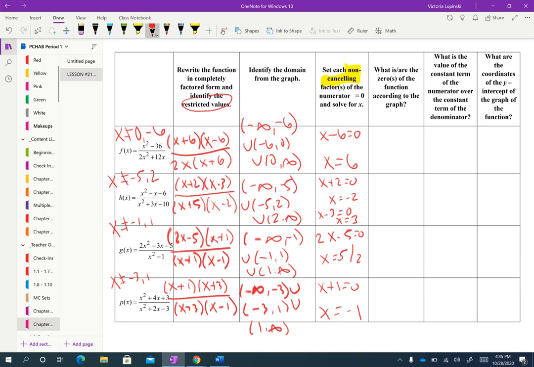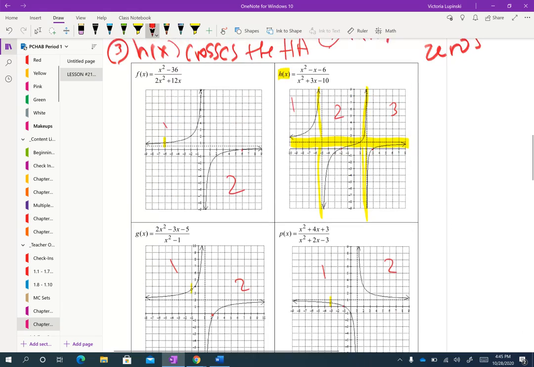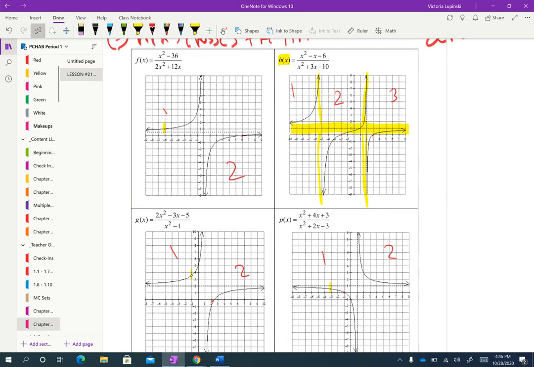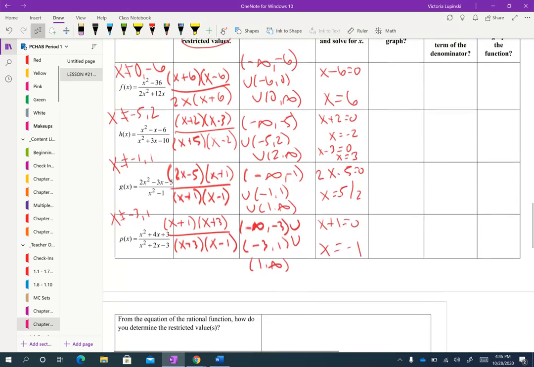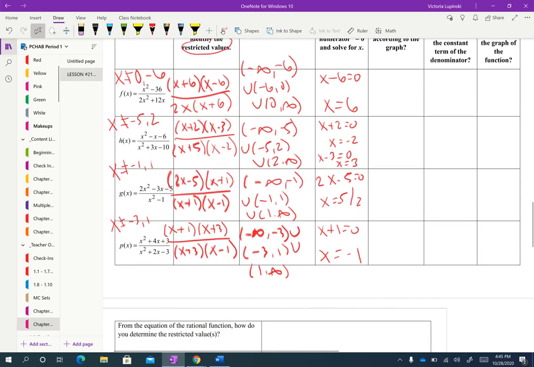When it asks you what are the zeros of the function according to the graph, the zeros are going to be anything that you found in the previous step, which of course, another word for 0 is an x-intercept. So if we were to go back and look at our graphs, anywhere there's a red dot, those values should match up exactly with the values that we found here, which of course they do. So the 0 here would be 6. Here there would be 2 of them, -2 and 3, 5/2, and -1.